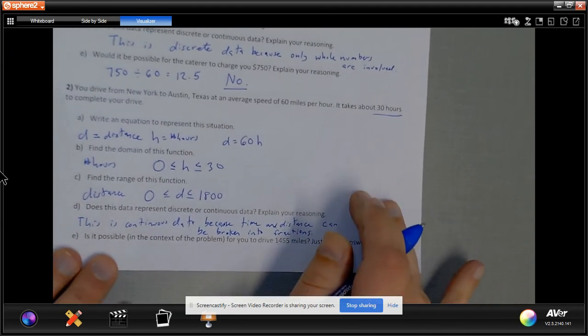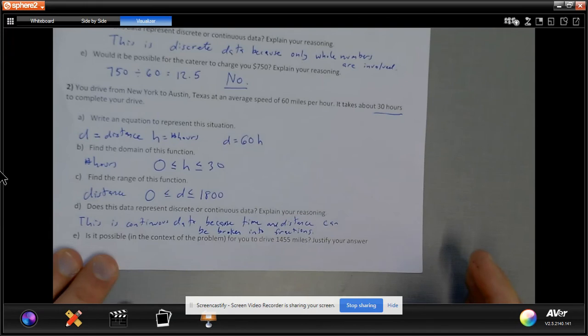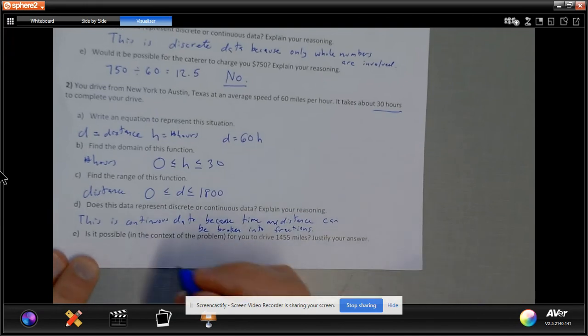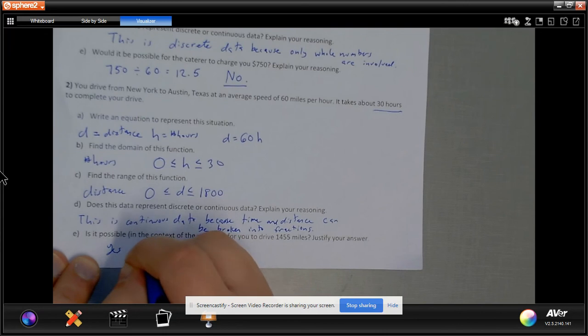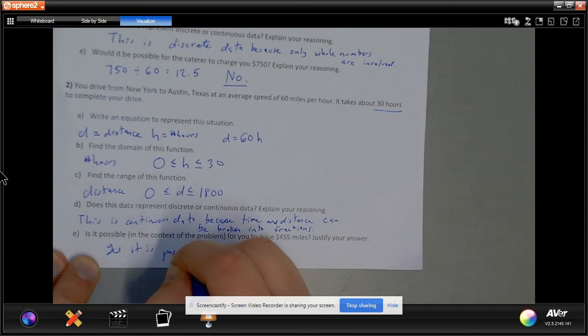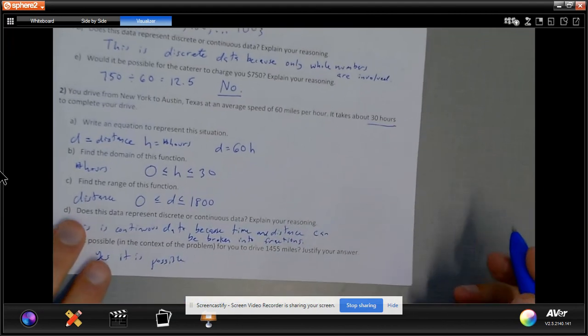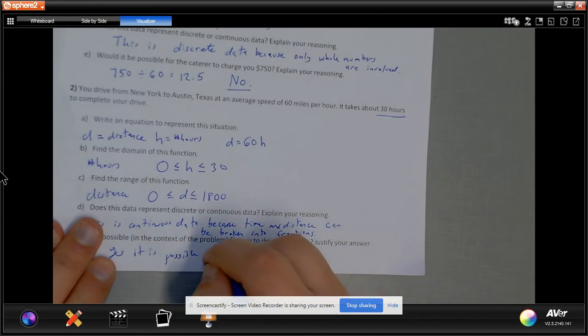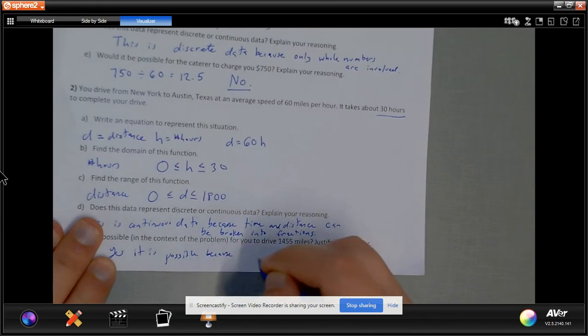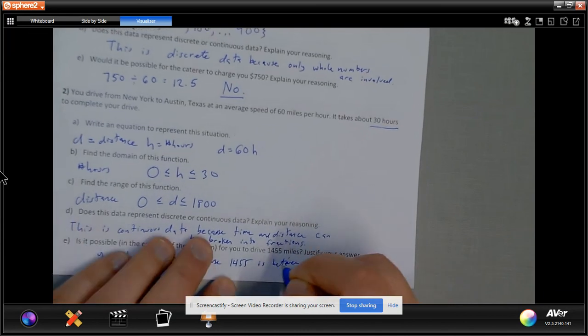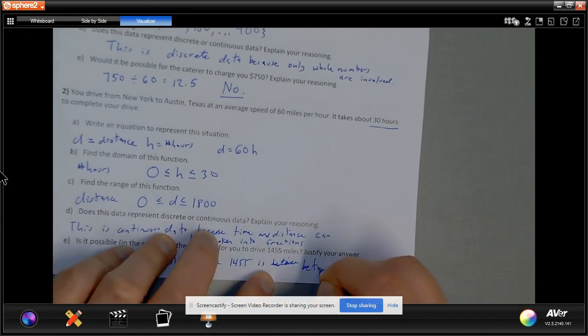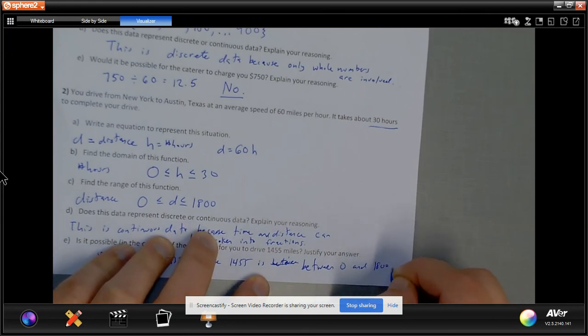Is it possible for you to drive for 1,455 miles? Justify your answer. Yes, it is possible. It's possible because if we're driving between 0 and 1800, 1,455 is in that range. So it is possible because 1455 is between 0 and 1800.